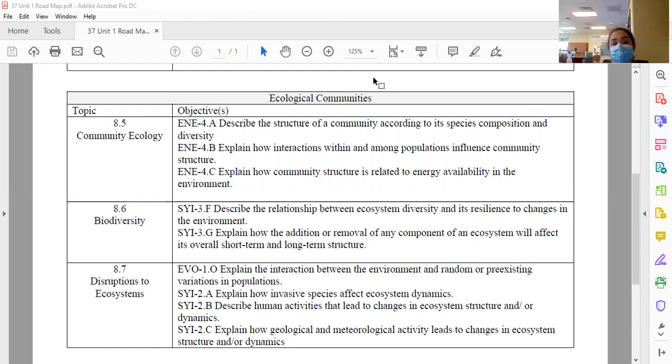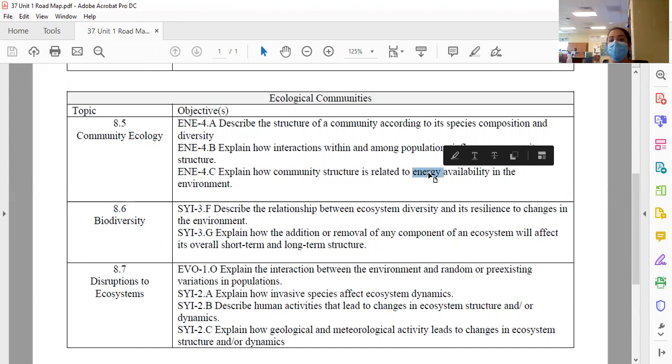We're also going to be looking at interactions within the populations and how that influences the community structure. So we're going to be looking at some of these symbiotic relationships: parasitism, commensalism, competition. Some of those words hopefully are familiar to you based off the ecology vocabulary. And then we're not going to really look at energy availability just yet. So this one right here, we're not going to quite do that yet, although we will talk about food webs and food chains and trophic levels later in the semester.